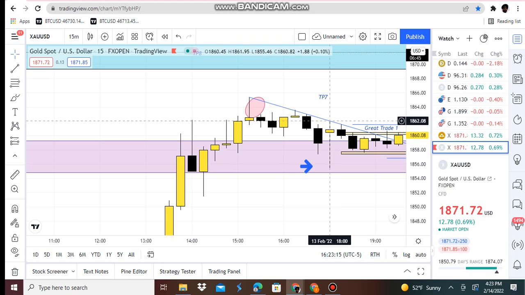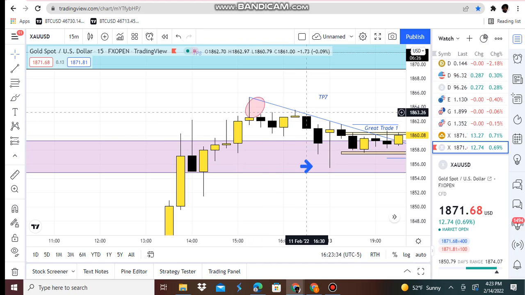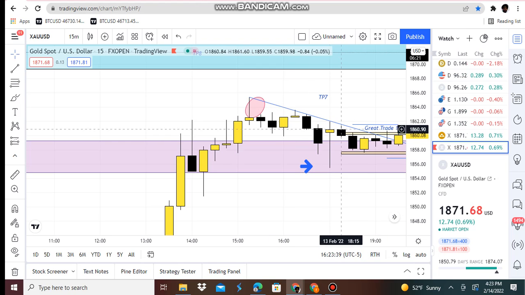opens at 1860, goes up to 1862. Oh no, it opens at 1860 and then goes all the way down to 1855, February 13th. We see price go all the way down to 1855 after seeing the shooting star pattern, after seeing smaller candlesticks, letting us know that buyers are exhausting, and then we see sellers on February 13th push price from 1860 all the way down to 1855.